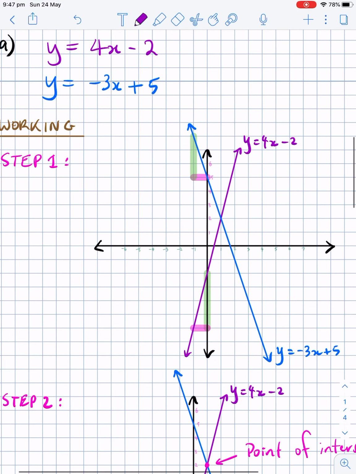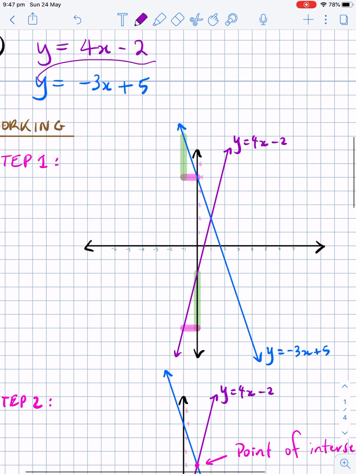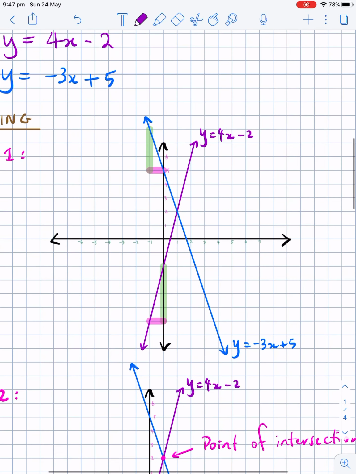With the blue line, y equals negative 3x plus 5, the y-intercept is positive 5, and we need to make a triangle for negative 3. That's going to be going downhill. So you can see that our line goes downhill, and we need a gradient of 3 over 1. The rise is 3 and the run is 1, so that's the correct triangle for that line. And so you graph both of these lines.